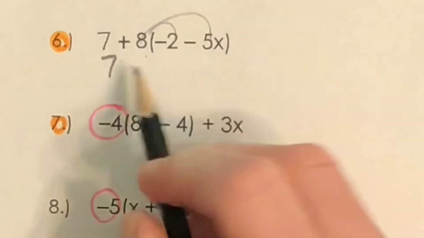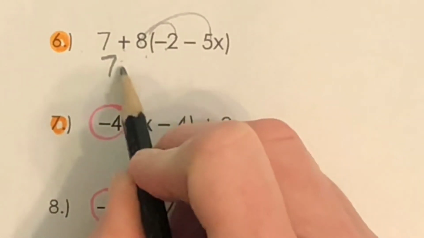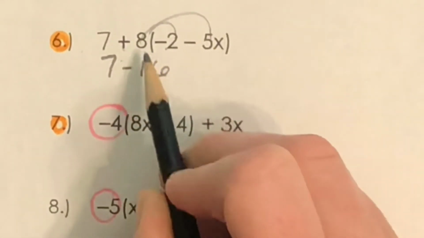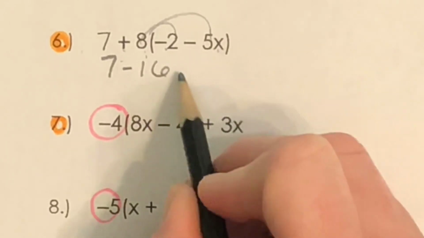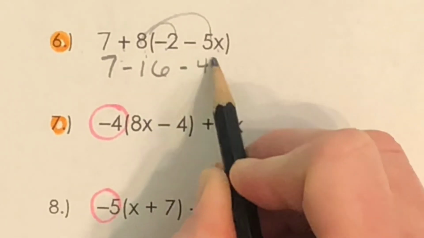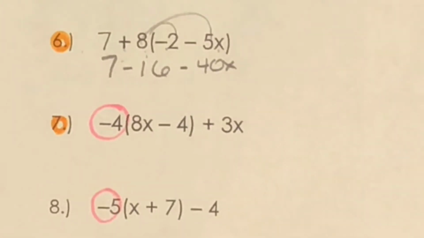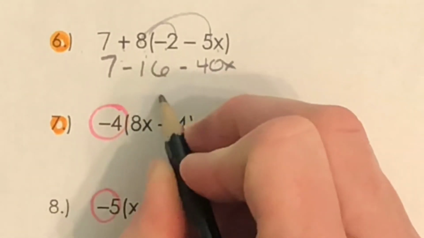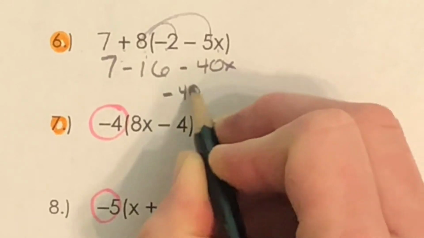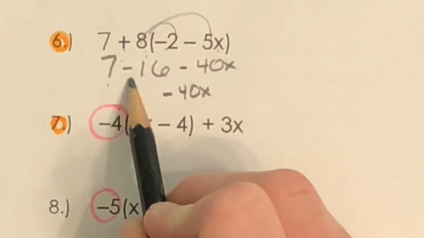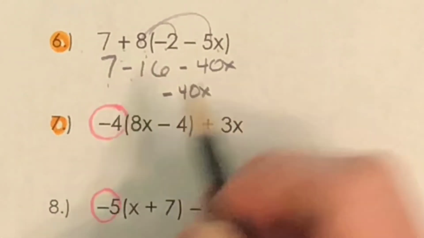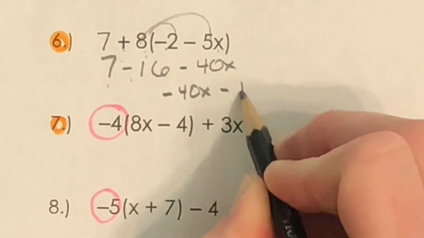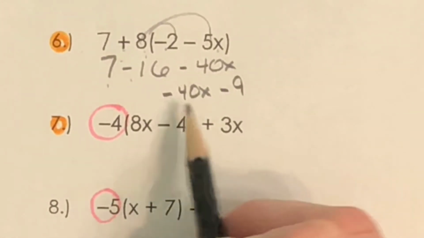So 8 times negative 2 is negative 16. 8 times negative 5x is negative 40x. Let me simplify it. I've got some terms to combine. We'll start with the variable term, negative 40x. 7 minus 16 is negative 9. So negative 40x minus 9.